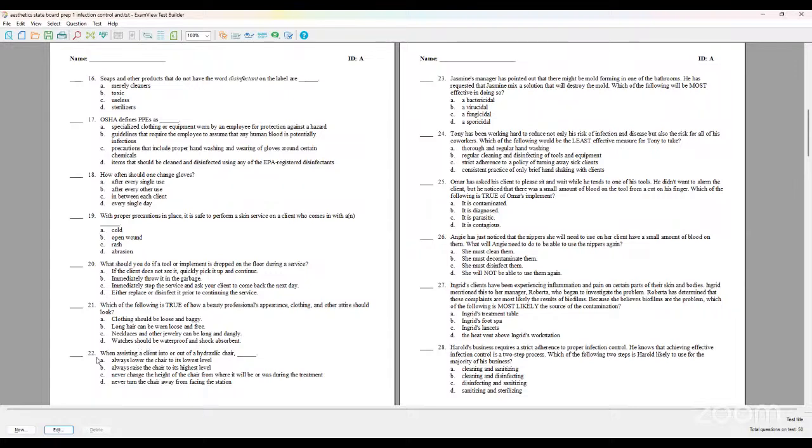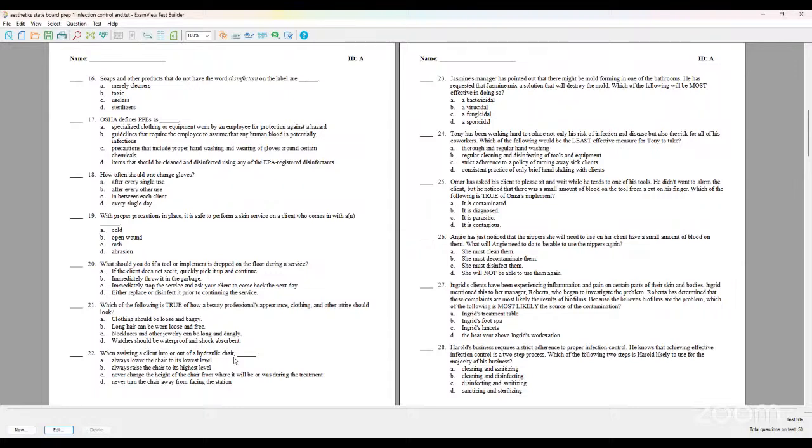Okay. 22. When assisting a client into or out of a hydraulic chair, you are always going to lower the chair to its lowest level. That's going to be the answer. A, bring the chair all the way down for them to get in and all the way down for them to get out.